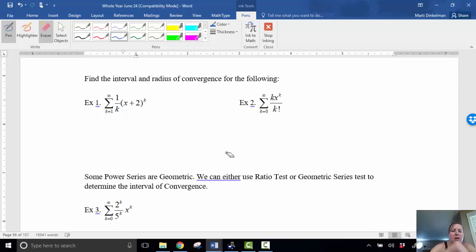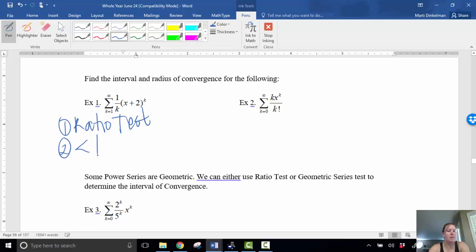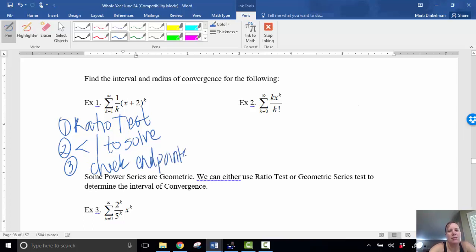Okay, so what we did here was we did ratio test. Two, we set it less than 1 because that's converging and that's to solve. And then we have to check the endpoints. Okay, so let's do that same thing here with example 2.